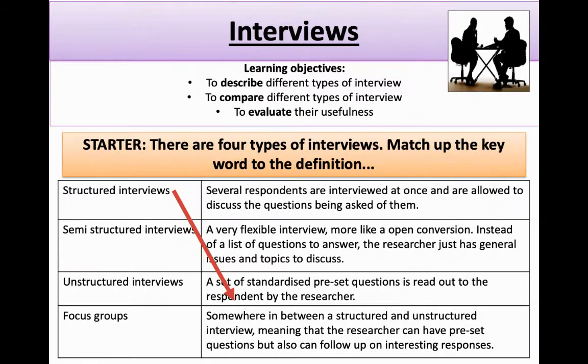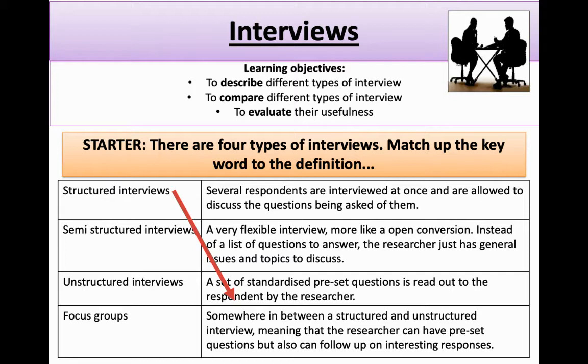As you know, we're on the unit of research methods, and our next lesson would have been on interviews. To do this, you will need a piece of paper and a pen in front of you. So if you could please write down the title "Interviews" on your piece of paper. And I'm going to run you through what the learning objectives are for this lesson.